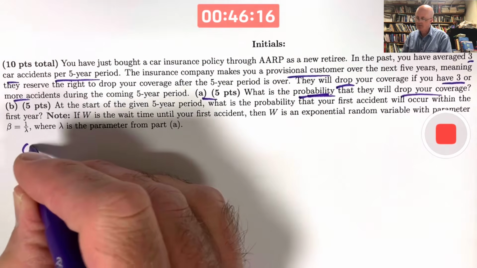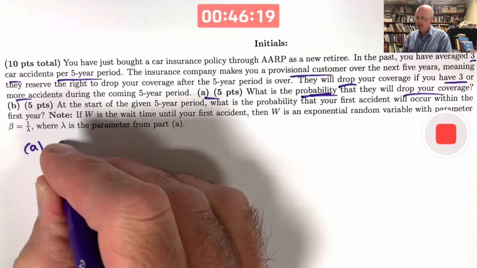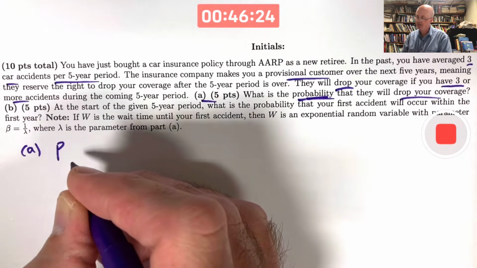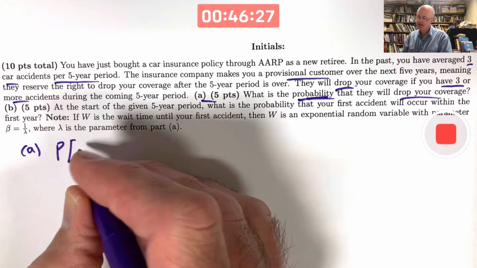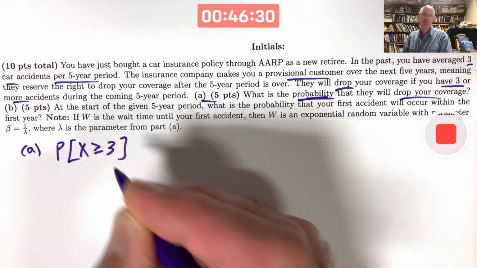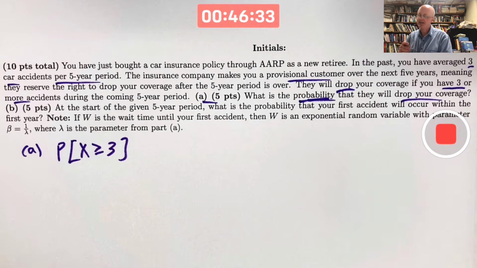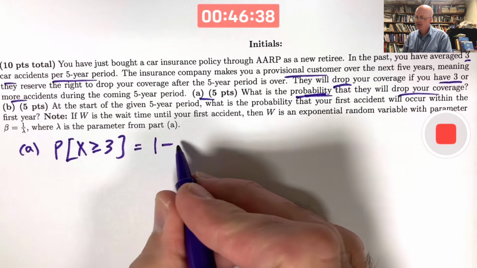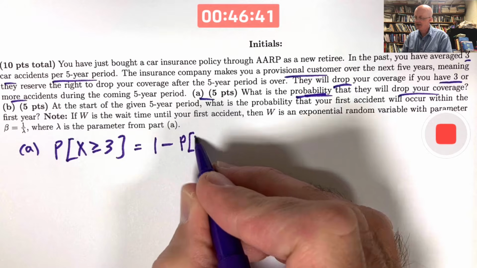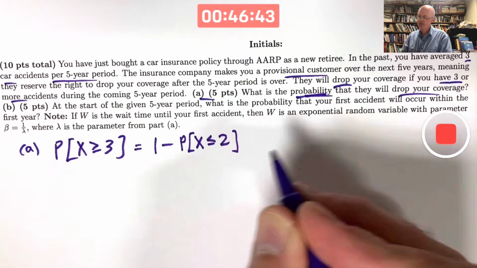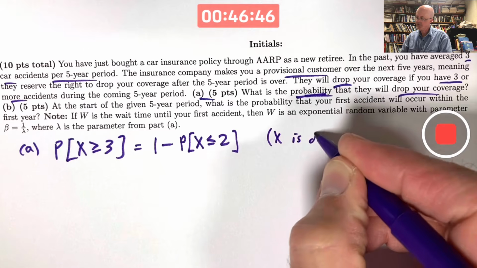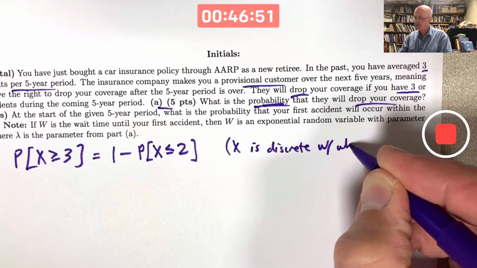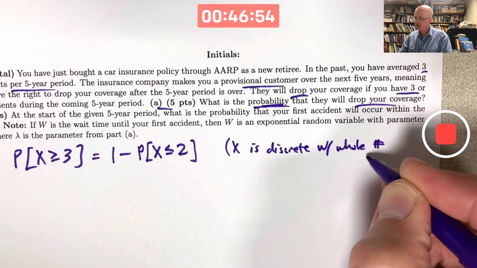Okay, let's go ahead and start that one. Then we'll look at part B. If X is the random variable counting the number of accidents you have during the next 5-year period, the probability that we're after is that X is greater than or equal to 3. Okay, X is the number of accidents you have in the coming 5-year period. It's going to be easiest to do that using the complement rule and using the fact that X is discrete, so it can only take on whole number values, integer values, as they're sometimes called.